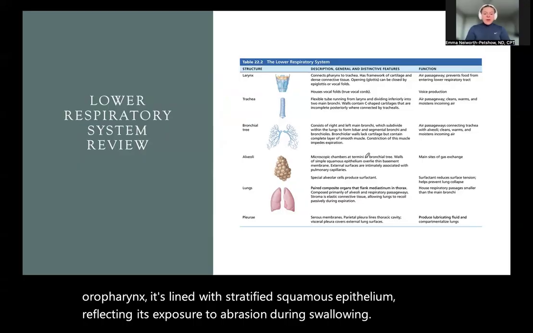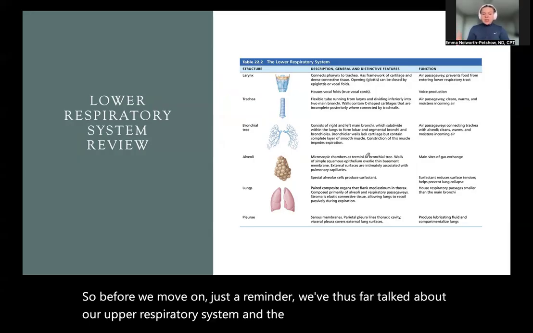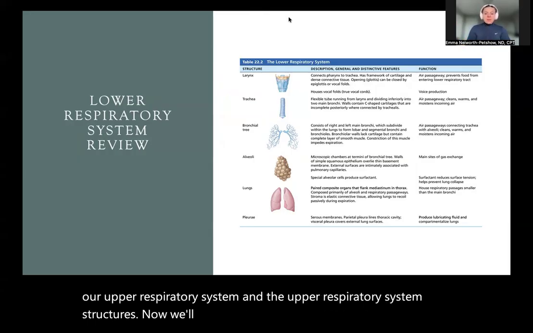So, before we move on, just a reminder, we've thus far talked about our upper respiratory system and the upper respiratory system structures. Now we'll be moving into the lower respiratory system.